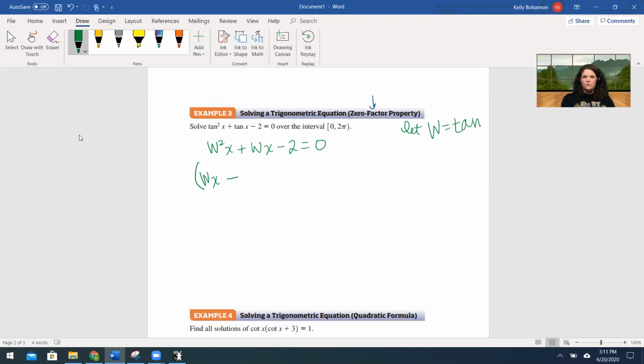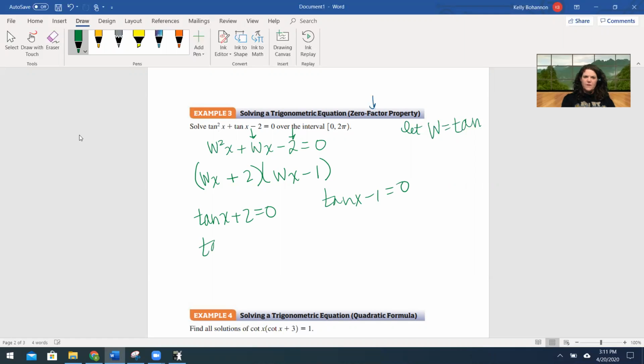W plus 2, W minus 1, because I'm looking for the two factors that you multiply to get negative 2 that you combine to get positive 1. So those are my two factors. And then I can go back and I can put tangent back in. So this is really tangent of x plus 2 equals 0, and tangent of x minus 1 equals 0.